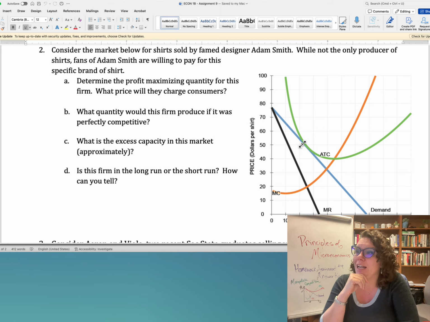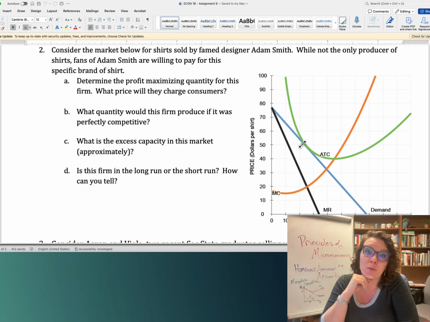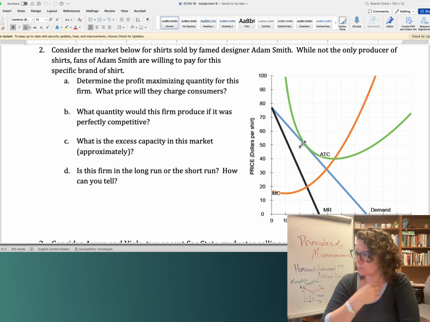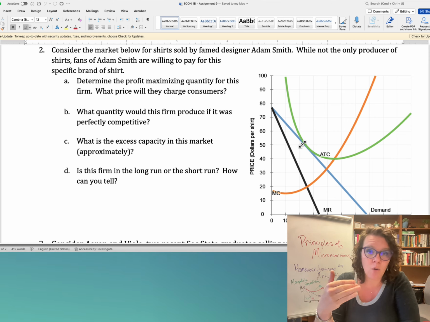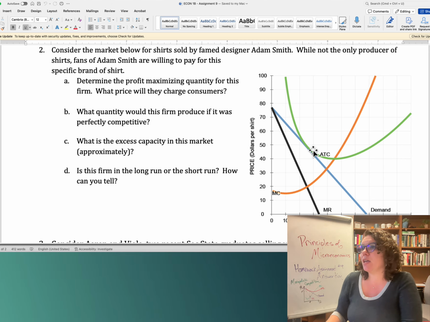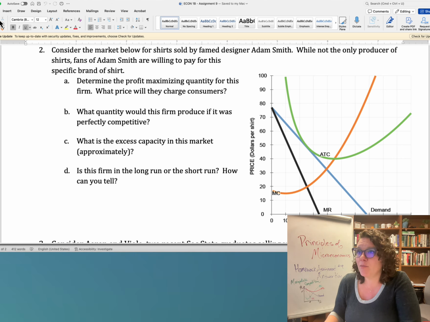The next question asks what quantity this firm would produce if it was perfectly competitive. This is the same way we answer this problem with a monopoly. We're going to compare the monopolistically competitive market to the perfectly competitive market, and it's going to be right about here.